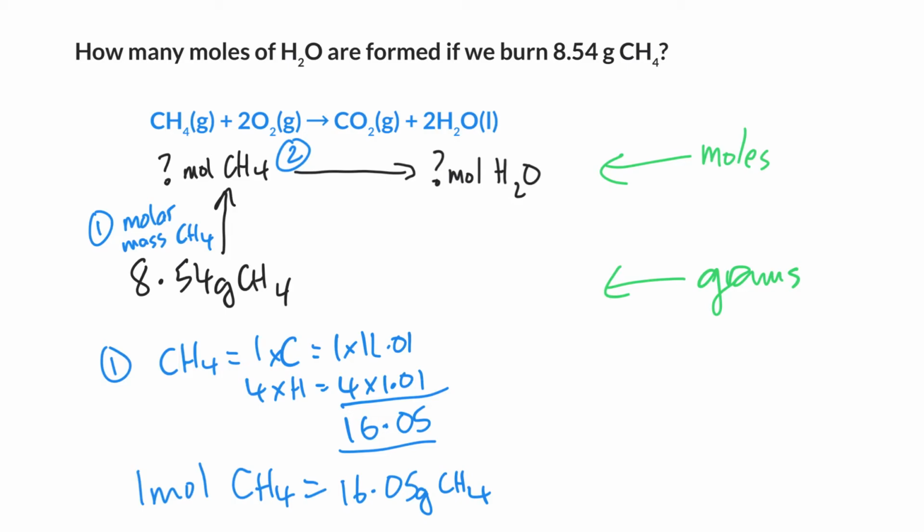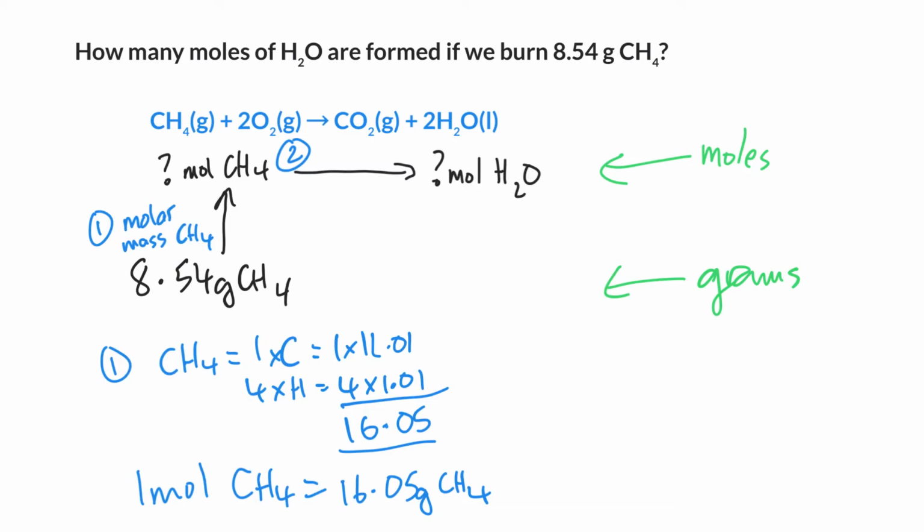Step 2 is moles to moles, and if you remember, moles to moles is where we got to use our fingers. So we've got moles of methane to moles of water. There's the moles of water, and there's the moles of methane. Our left-hand finger says there's 1 mole of methane, and our right-hand finger says there are 2 moles of water. So that gives us our second conversion.